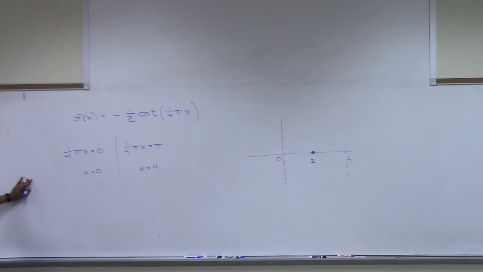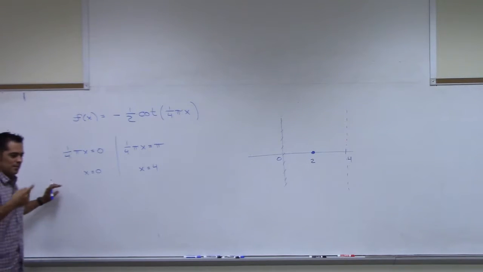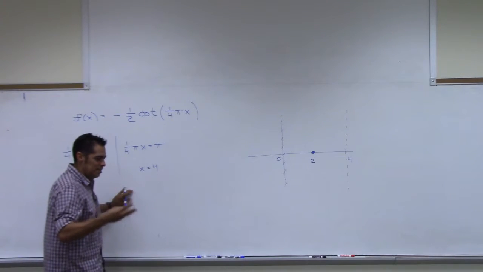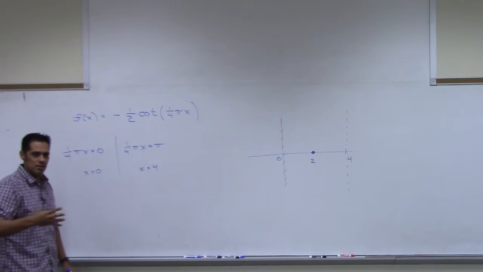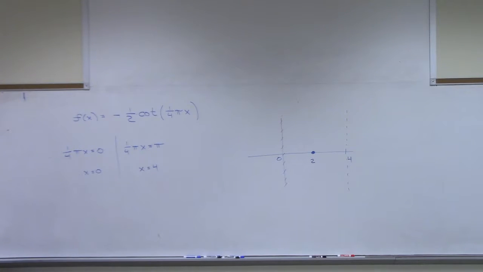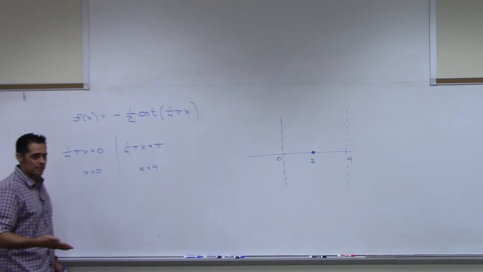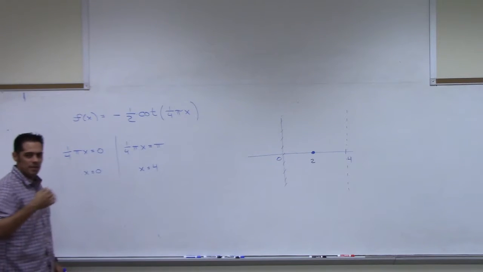What is it for tangent? Negative pi over 2 and pi over 2. Like I said, we'll do a summary of all this at the end, okay? We'll make sure we all understand. For sine, cosine, secant, cosecant, it's always 0 and 2 pi. For tangent, it's negative pi over 2 and pi over 2. And for cotangent, it's 0 and pi.